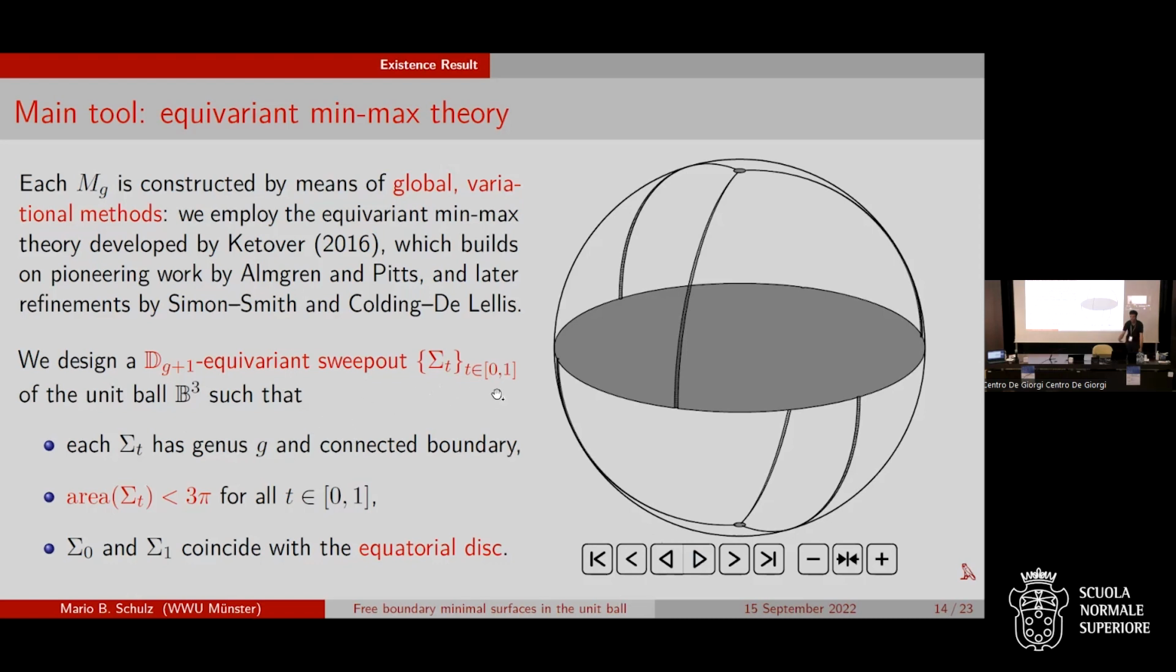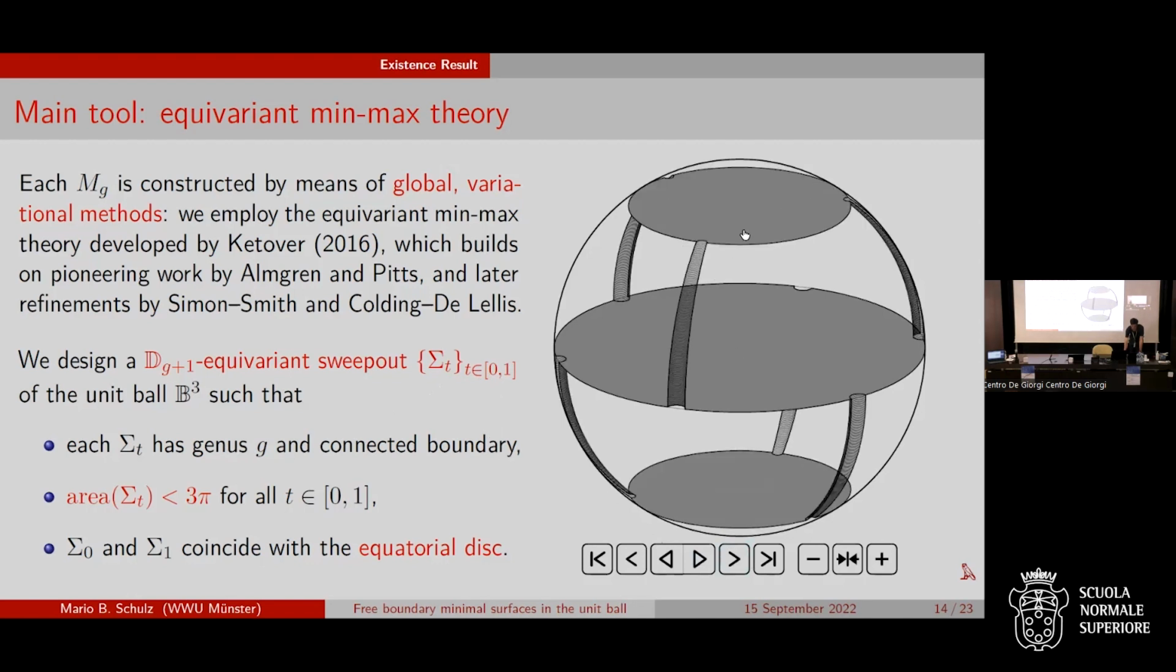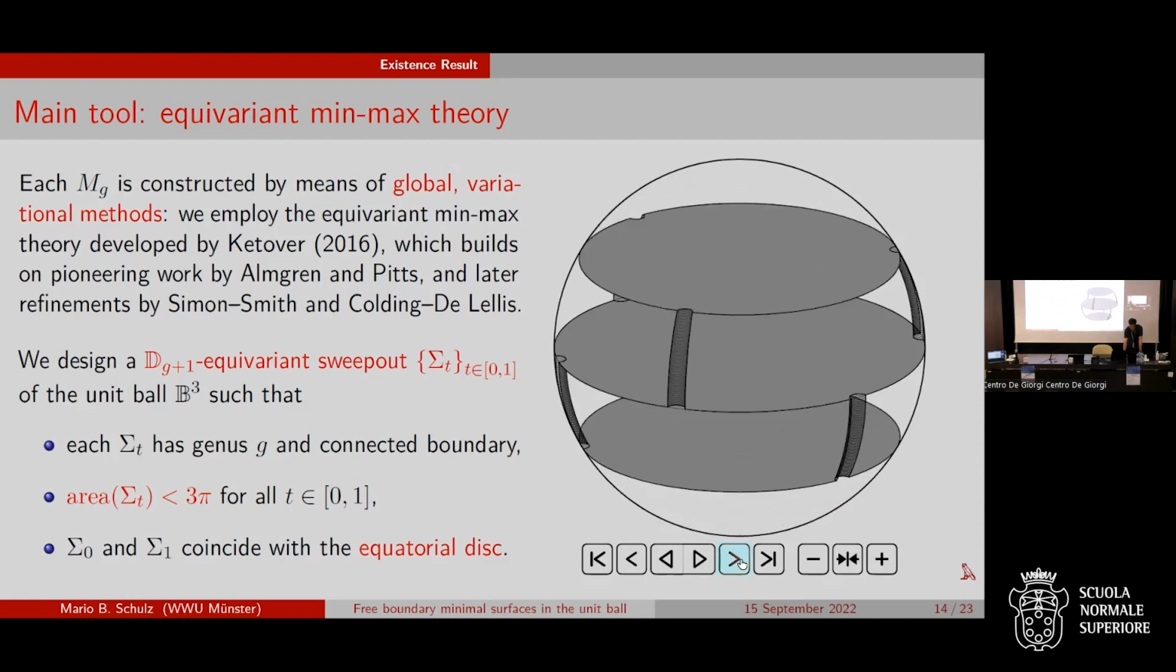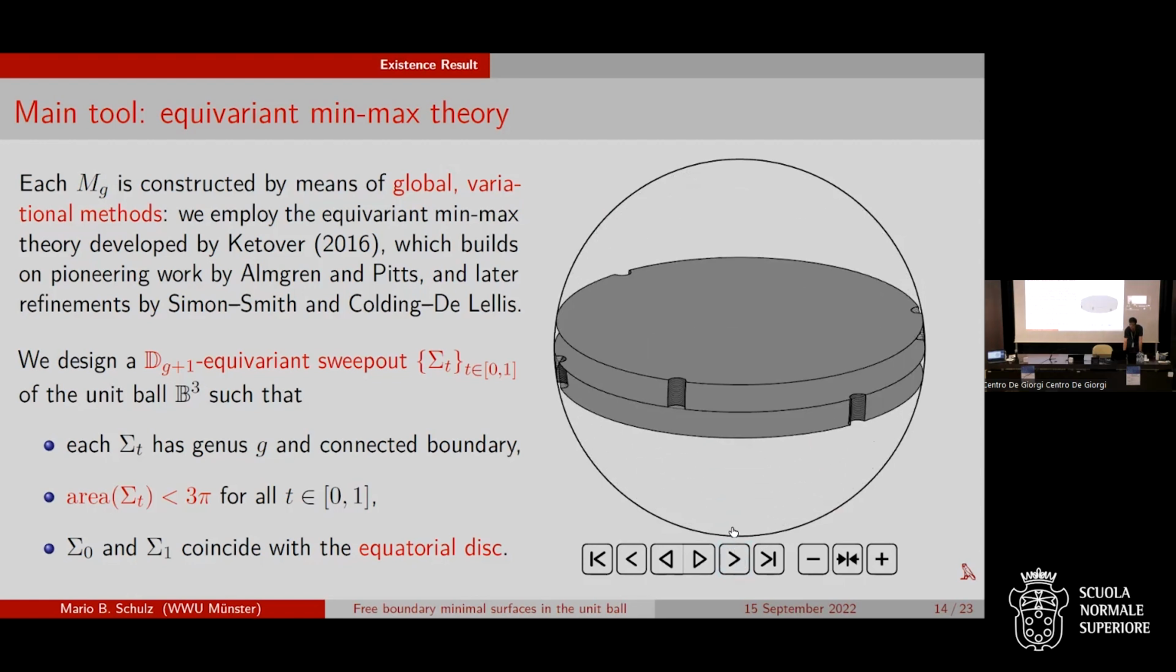In general, here we take a middle disk and two small disks connected by little ribbons, and depending on how many ribbons you take, you get each genus. That's the idea here. And as you can see, we're managing to keep the area of each slice strictly below 3 pi. That's crucial in the construction. While the small disks are away from the equator, it's not difficult to keep the area below 3 pi. It's simply enough to make the ribbons very small. But as you move closer, we are starting to get in trouble, because now the area of this slice is approaching 3 pi, and we want to stay strictly below.